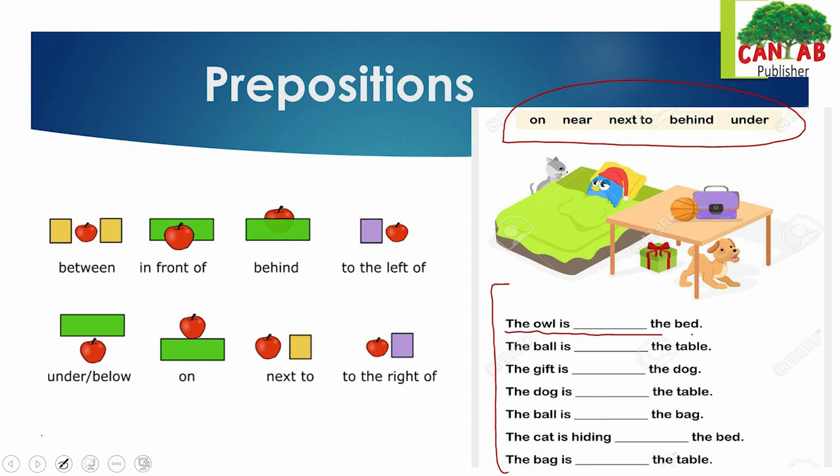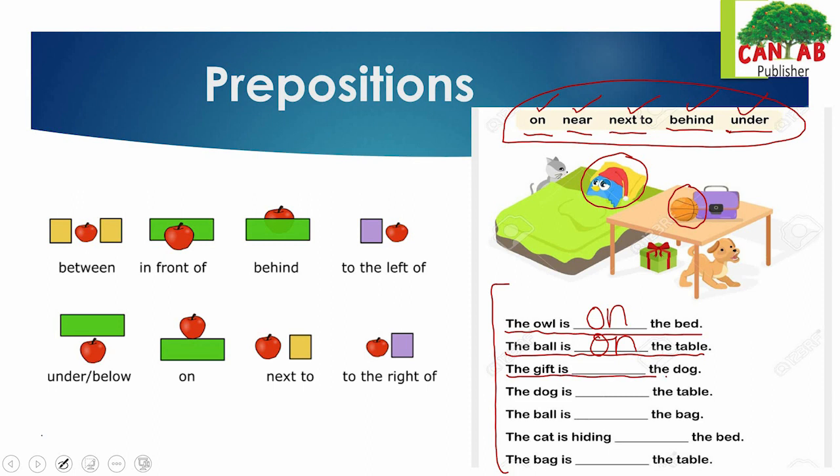The owl is dash the bed. Where is the owl? Is the owl on, near, next to, behind, or under? The owl is laying on the bed. The ball is dash the table. Can you spot the ball in the picture? Right here. Now select the position and the correct preposition. Is it on, near, next to, behind, or under? It's on the table.